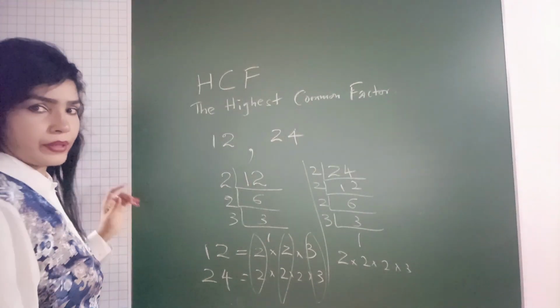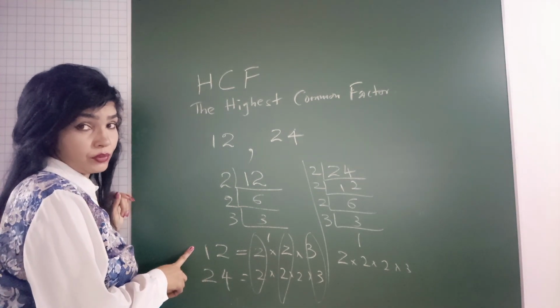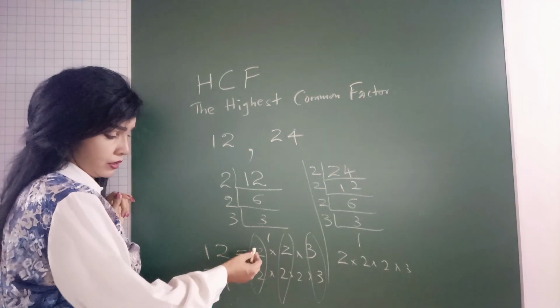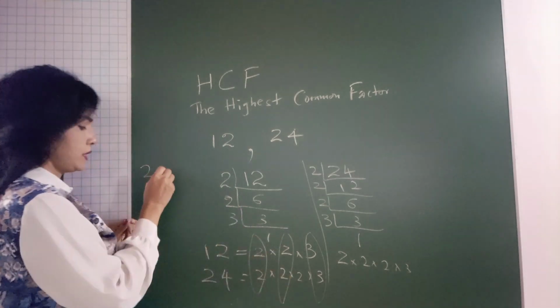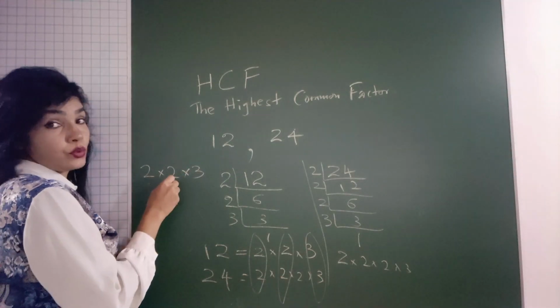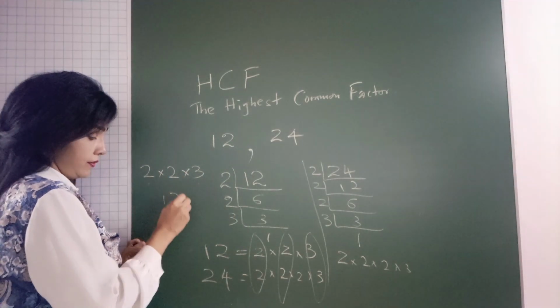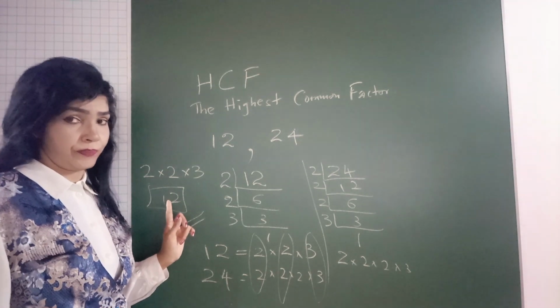Alright. Okay. So now I want to write the highest common factor of 24. What they usually do is select one of them times 2, one of them times 2, one of them times 3. 2 times 2 is 4, 4 times 3 is 12. So they write that the highest common factor of 12 and 24 is 12.